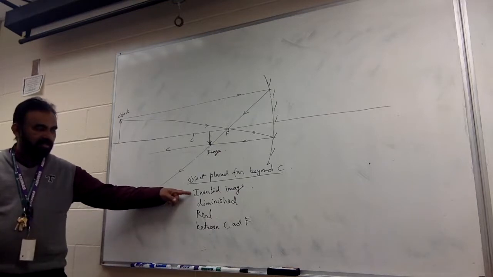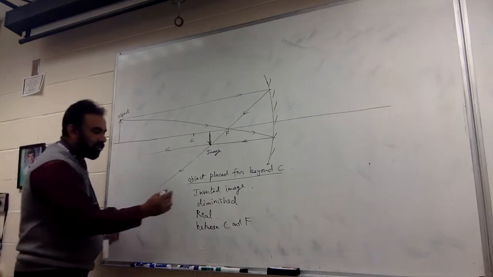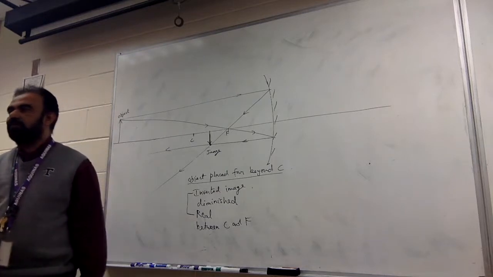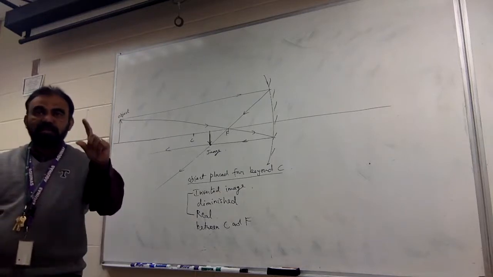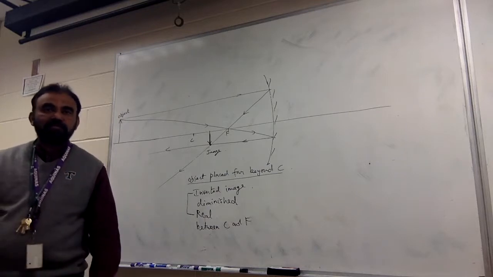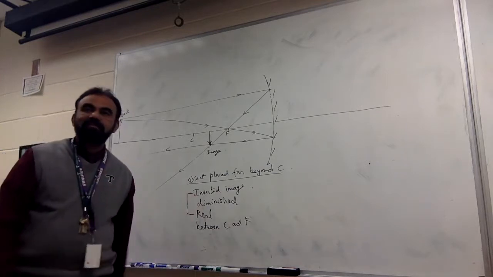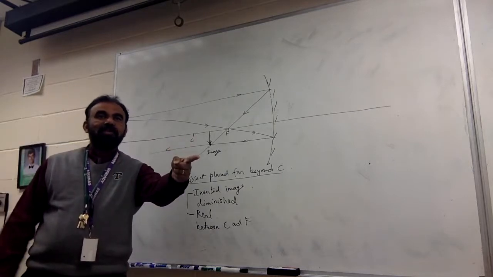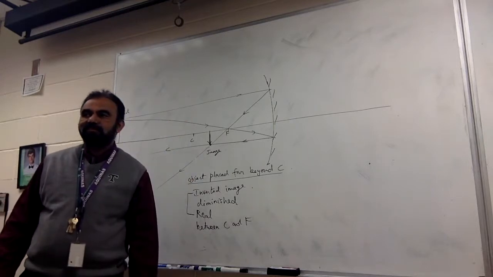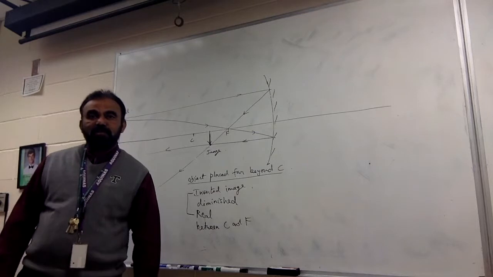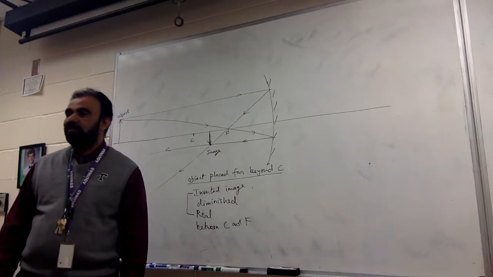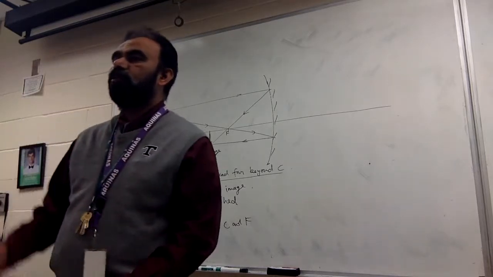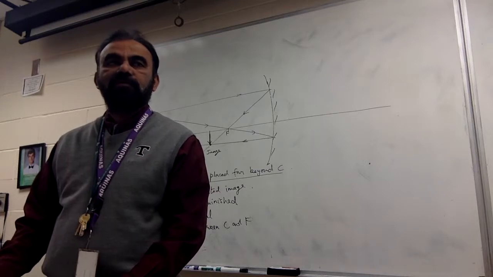Now, can you see this one, inverted and real? These two go together. If it's an inverted image, it has to be real. If it's an upright image, it has to be virtual. So they go together. So if you're told that an inverted image is formed, you know that it is a real image. If you're told an upright image is formed, that means you know it is a virtual image. Make sense? When you stand in front of a plane mirror, what do you see? Inverted or upright?